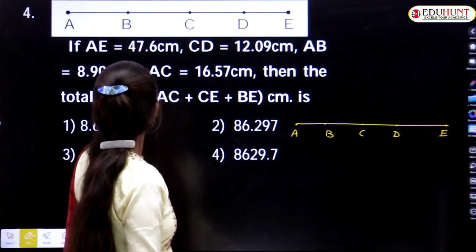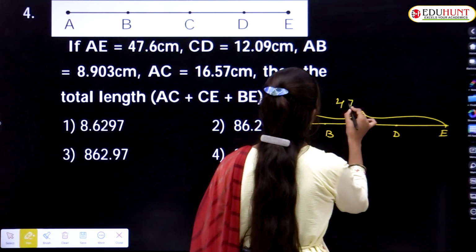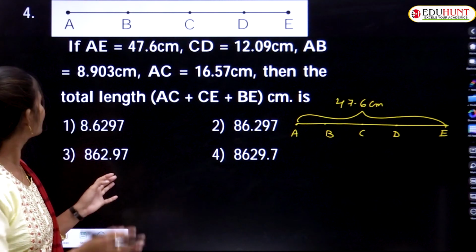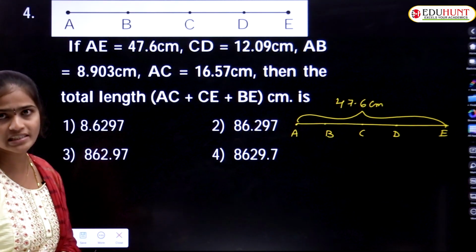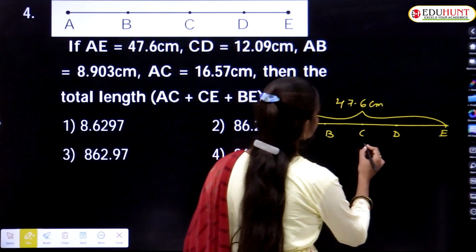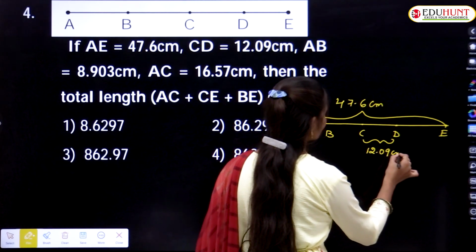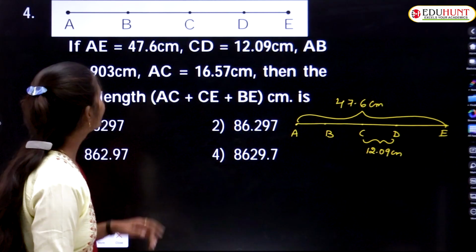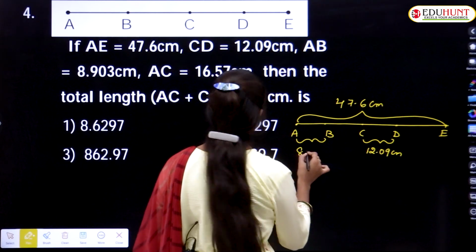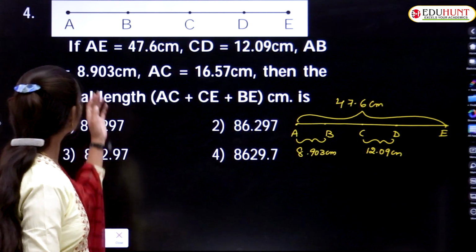Okay. So here what is that? AE is equal to 47.6 centimeters. So just like that previous one only, they given that total measurement, that is AE is equal to 47.6 centimeters. Next CD is equal to 12.09 centimeters. Clear? Next AB is equal to 8.903 centimeters, that is AB.